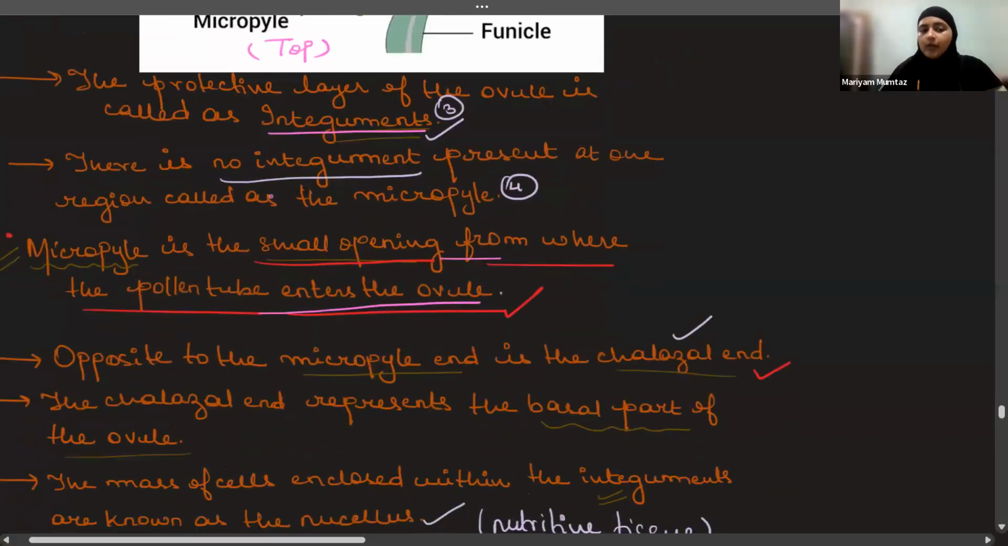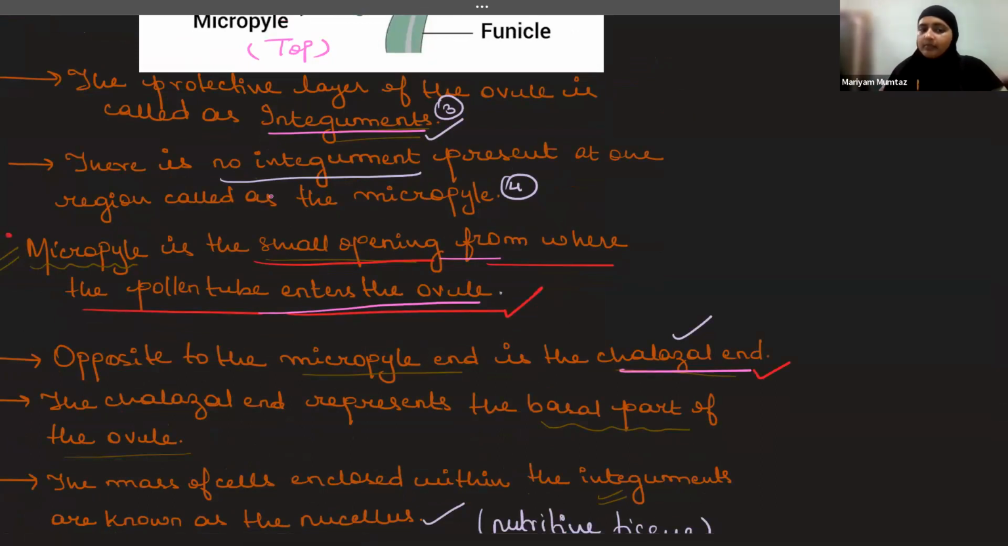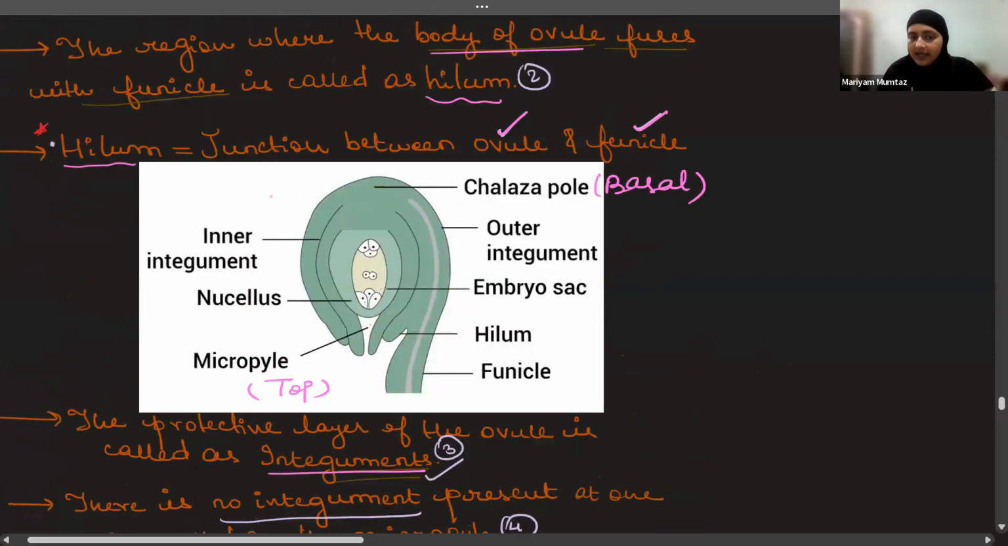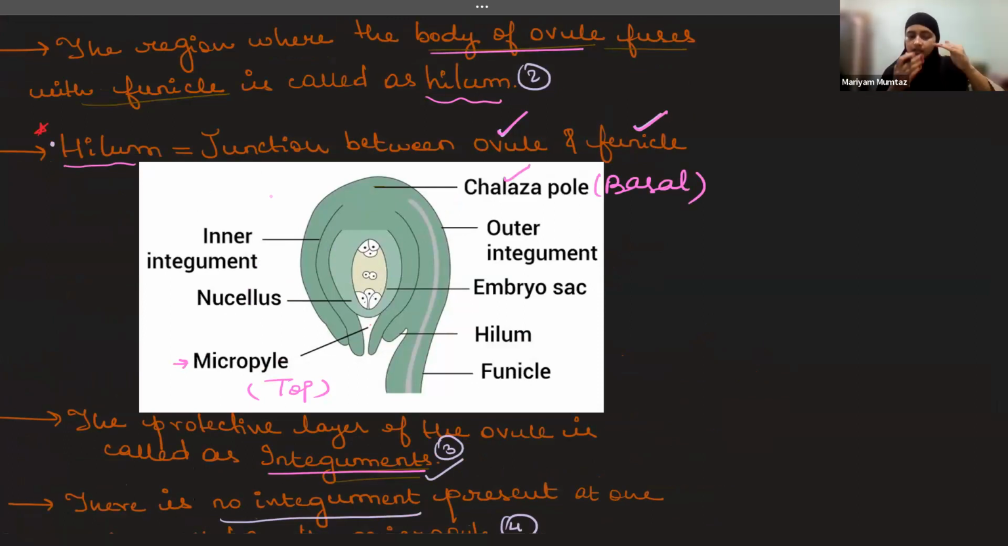So now, opposite to the micropyle end is the chalazal end. The chalazal end represents the basal part of the ovule. Right opposite to the micropyle is the chalaza. And the micropylar end is known as the micropylar pole or micropyle pole. And the opposite is the chalazal pole. And this is the basal part. Basal means the bottom part. Okay.